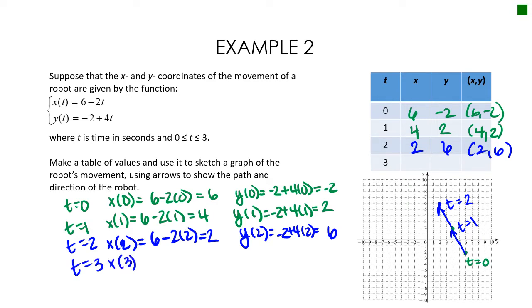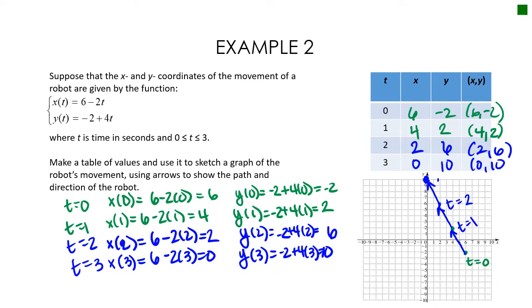So x of 3 equals 6 minus 2 times 3, which is 0. y of 3 equals negative 2 plus 4 times 3, which is 10. That's t equals 3. So that shows the path of the robot. It starts here. After 1 second, it's here. After 2 seconds, it's here. And after 3 seconds, it's there.